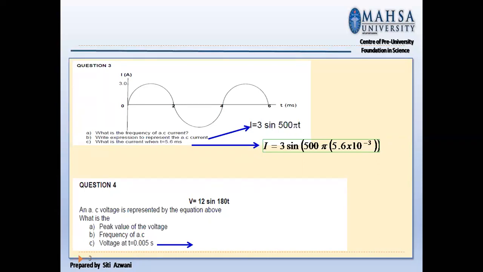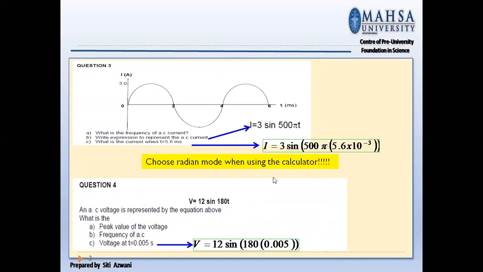And last, for the voltage, substitute the t value, 0.005 second, into your equation and then solve for the voltage here. Remember to choose radian mode when using the calculator. The omega, the angular frequency, has the unit radian per second, so you need the radian mode on your calculator. If not, your final answer will be wrong. Is it okay?